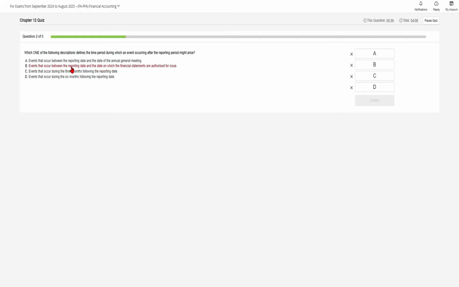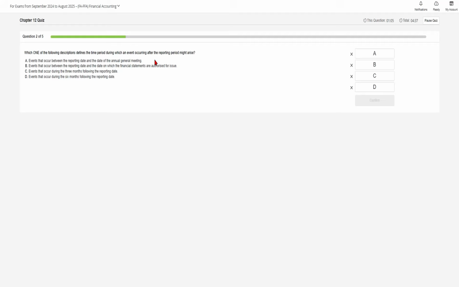Events that occur between the reporting date and the date of the annual general meeting. So I think it's very late. Why is it too late? Because the AGM, annual general meeting, usually happens when the financial statements have been approved and issued to shareholders as well. So it is not the time period during which events occurring after the reporting period might arise. So A is not correct.